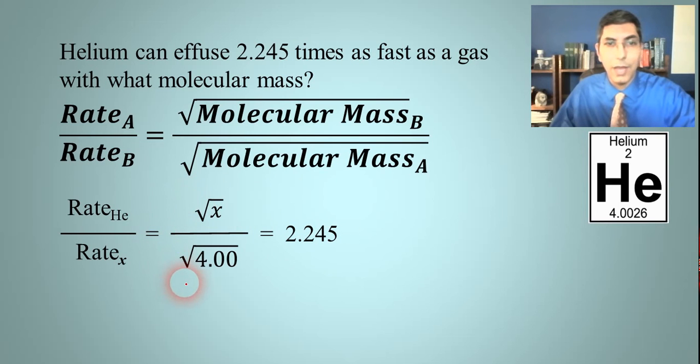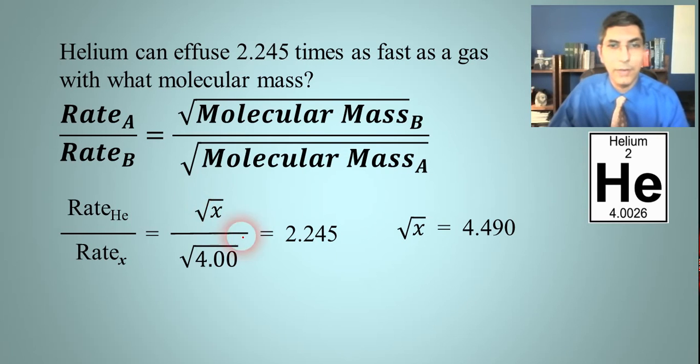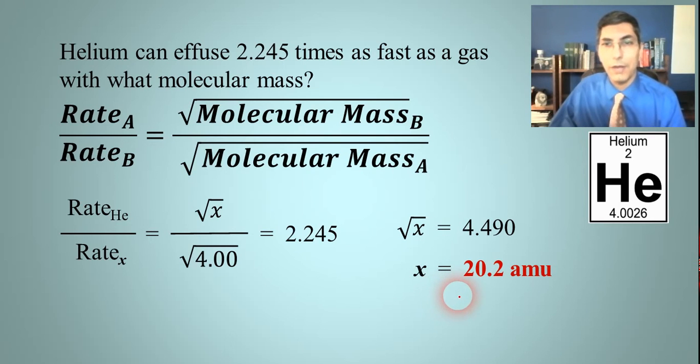So now we have an equation we can solve. I can cross multiply. So when I cross multiply in this direction, I get 2.245 times the square root of 4, which is 4.49. And when I cross multiply in this direction, that's just the square root of X. So now, to solve for X, I want to square both sides. So when I do that, I get that X equals about 20.2 atomic mass units. And so that's my answer. The molecular mass is about 20.2.